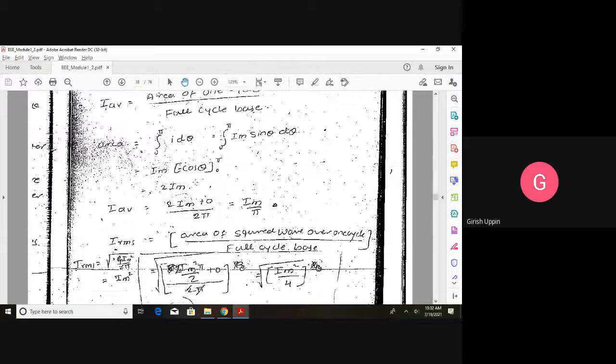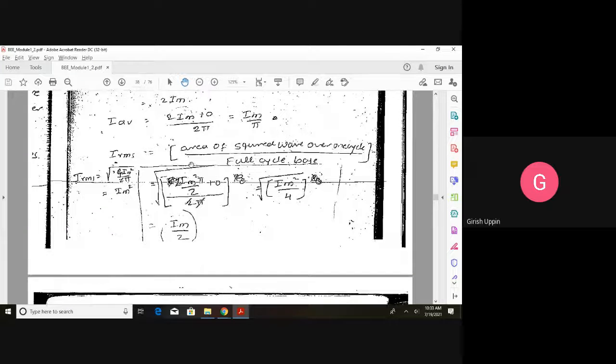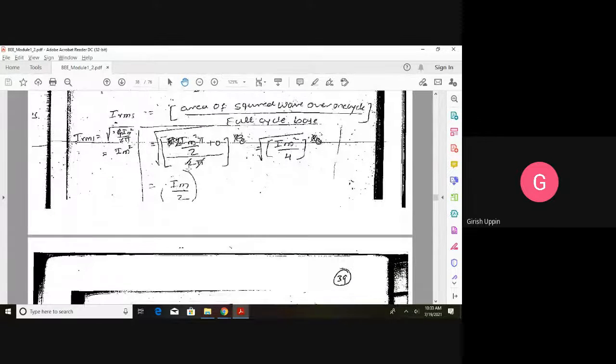For the RMS value, we take the squared waveform. So we take the squared waveform here, and this part is 0. The squared waveform is 0. So we consider one complete cycle, because both halves are not the same. You can say the area of the squared wave over one cycle.